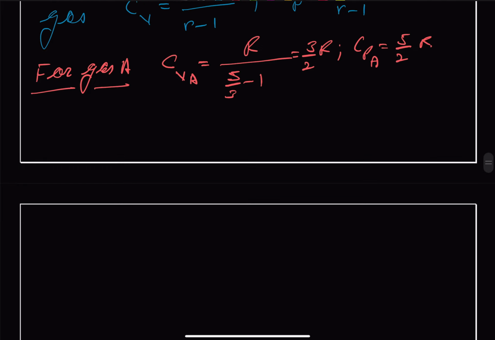and we can write for gas B our C of V for B will be equal to 5 by 2 times R, and C of P for B is equal to 7 by 2 times R, and we are given that, or rather we have to find out, the total heat capacities for the mixture.